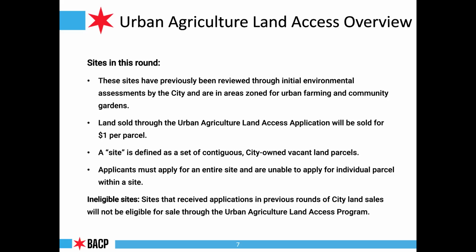The applicant must apply for the entire site, and they are not able to apply for an individual parcel if that site has more than one parcel. So if that site has 3 parcels, you can't just apply for one. You're applying for all 3.